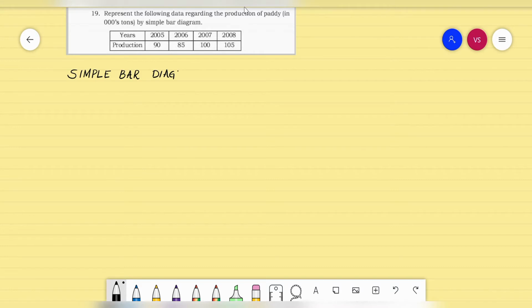Neat presentation. Diagrams and graphs must be very neat. Simple bar diagram regarding, we can copy the title from the question itself, students. Regarding the production, next line, production of what? Production of paddy, and that too the same, in 1,000 tons.